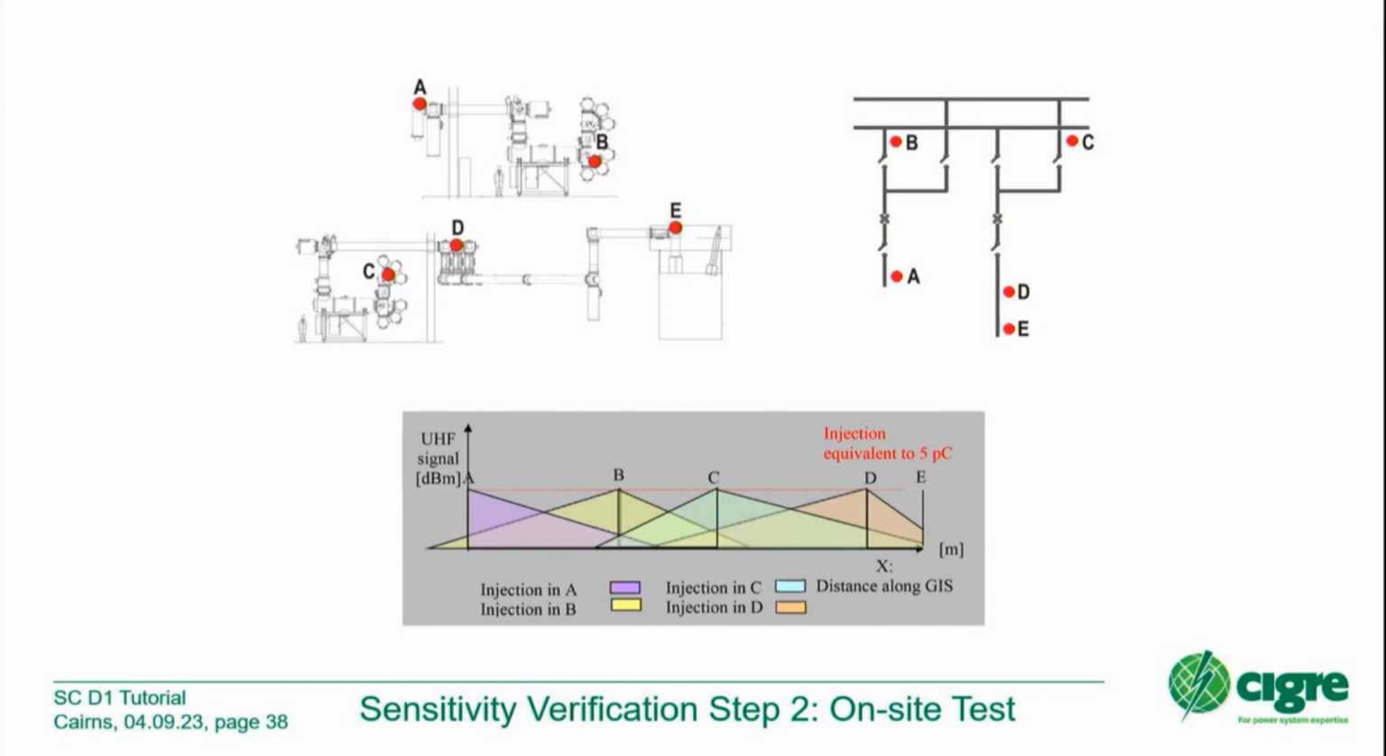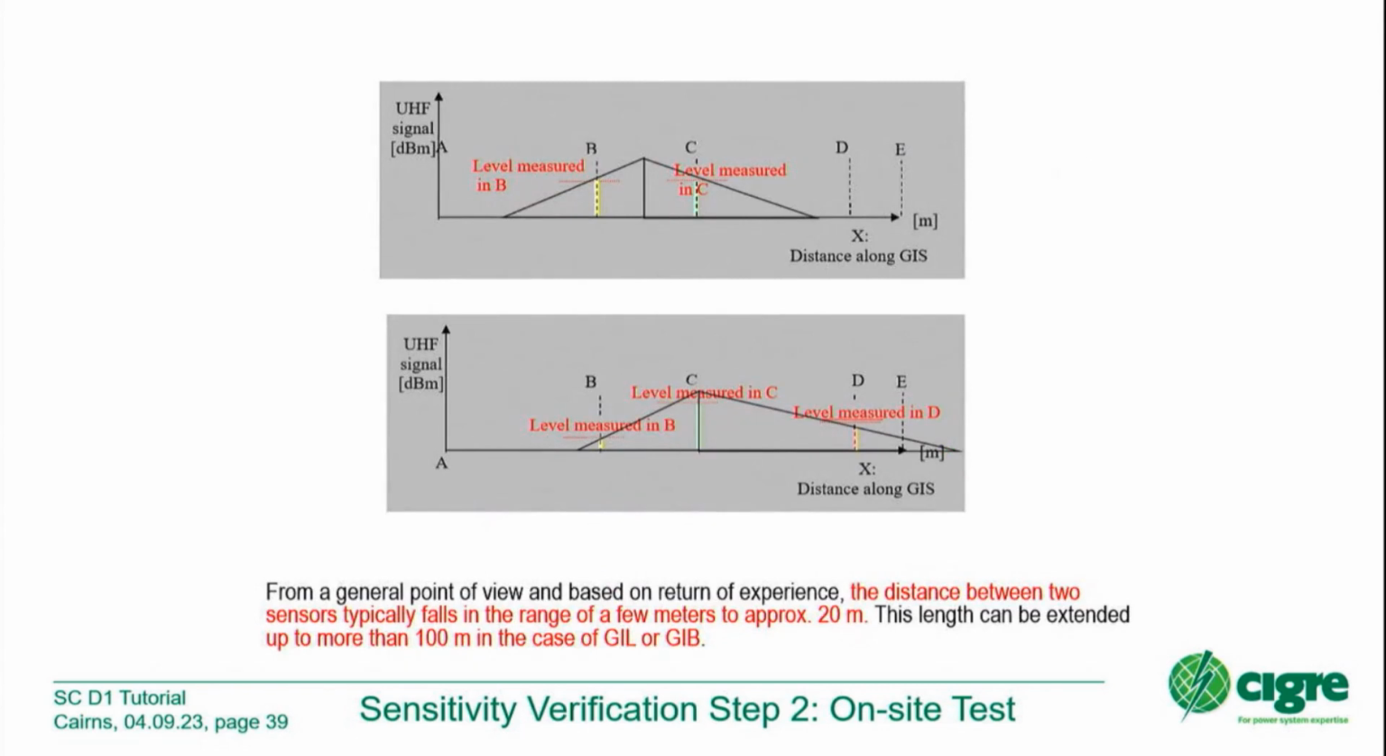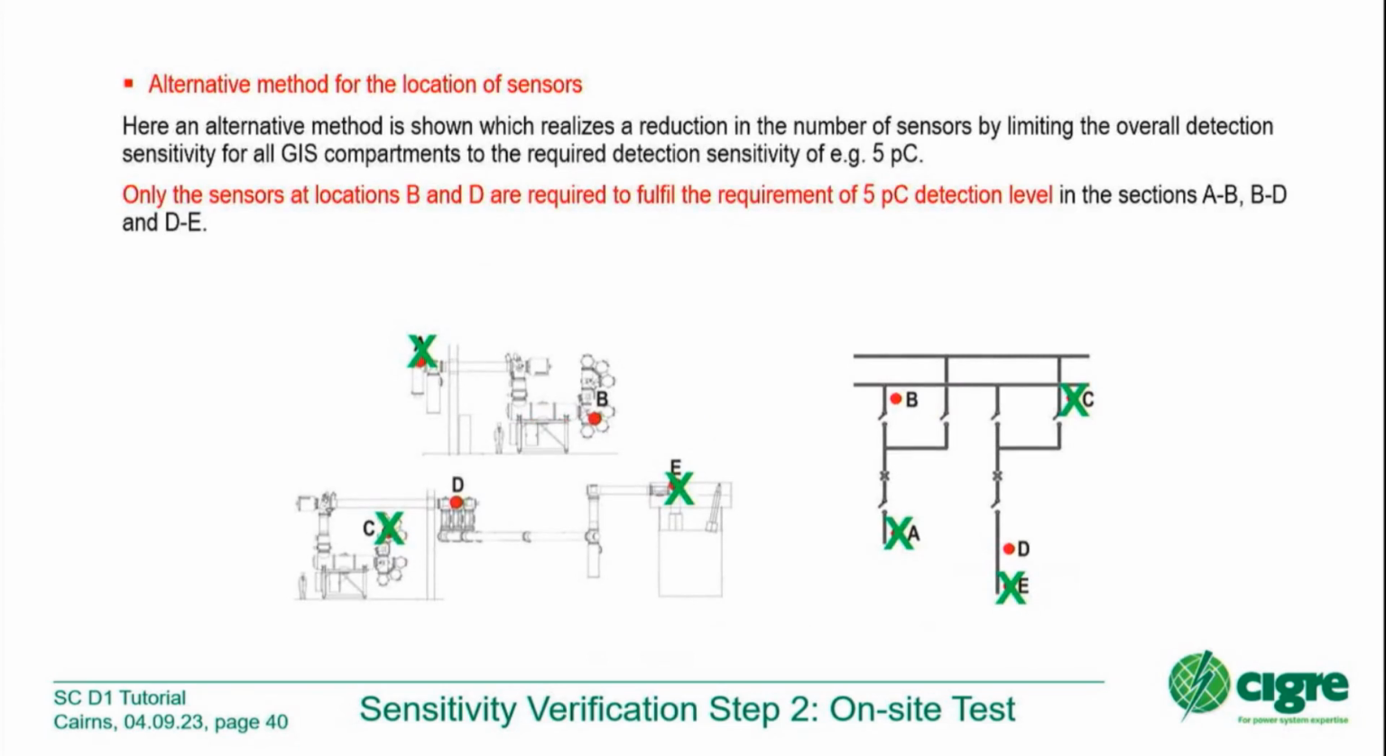If we compare this with A and C, injection at A, we follow this UHF signal attenuation profile, so there's no signal at coupler C. There's no need for that because we have coupler B in between. That means injection at coupler B, then we also have this attenuation in the GIS, and we have a signal at sensor A and sensor C, so everything is running well. This is an explanation for what I've already said.